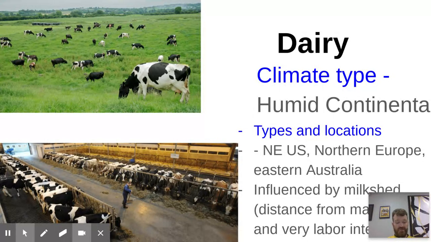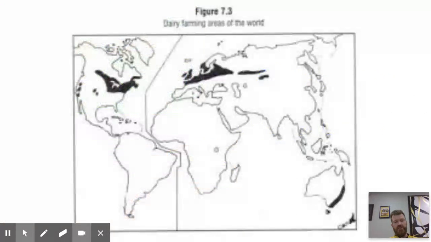Okay, growing the cows is extensive because you have a big area to do it. So milking them, though, is labor intensive because it does require a lot of work. Okay, so this is the areas in the world where this happens, and you can see the northeastern part of the U.S. here, and then the northern European plain in Europe, and then down on the southeastern coast of Australia, right, is where this would take place.